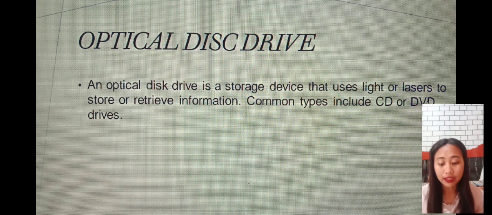So number 8, optical disk drive is a device that reads and writes data to optical discs such as CDs, DVDs, and Blu-ray discs. It uses a laser to read and write data in the form of tiny pits and lands on the surface of the disc. The laser is focused through the lens onto the disc, which is spun at high speed to ensure that the data can be read and written accurately.